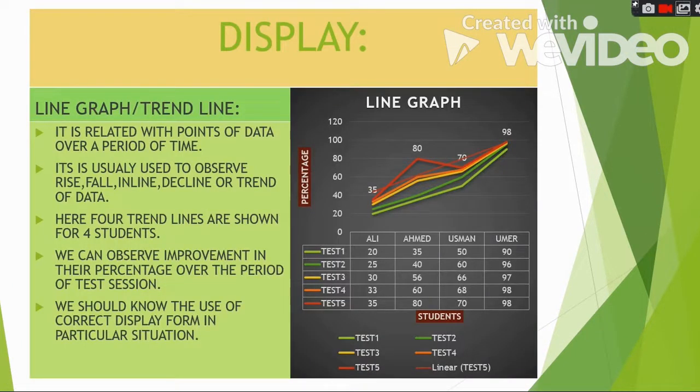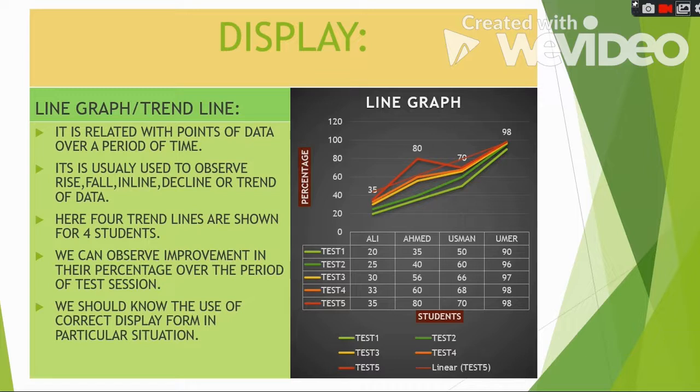Next thing we will learn display of line graph, or you can say trend line. This is the last topic of our display. It is related with points of data over a period of time. Now you can see in the line graph in front of you that there are some points. For test 1, there are 4 students whose marks we are going to compare: 20, 35, 50 and 90. And you can see that there are red, green, light green, orange and yellow kinds of lines there.